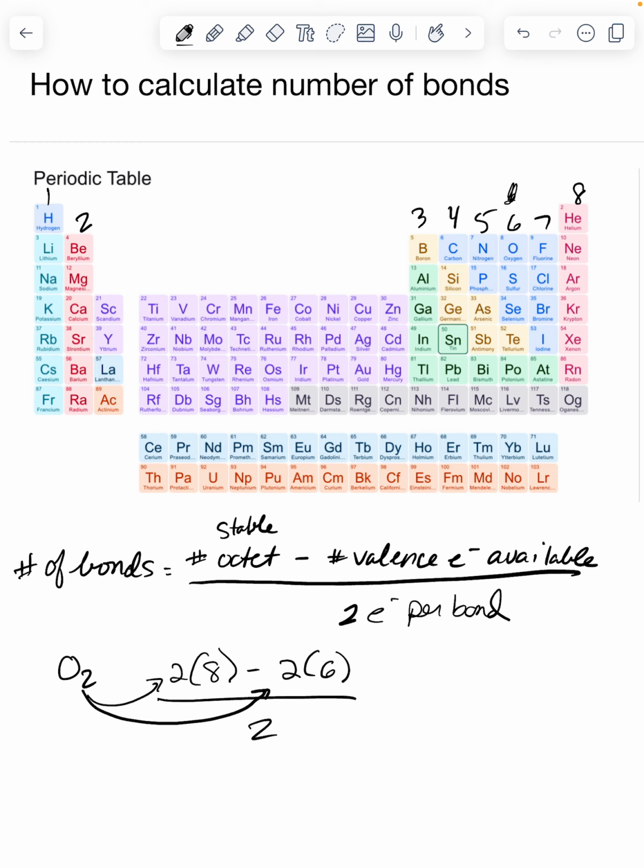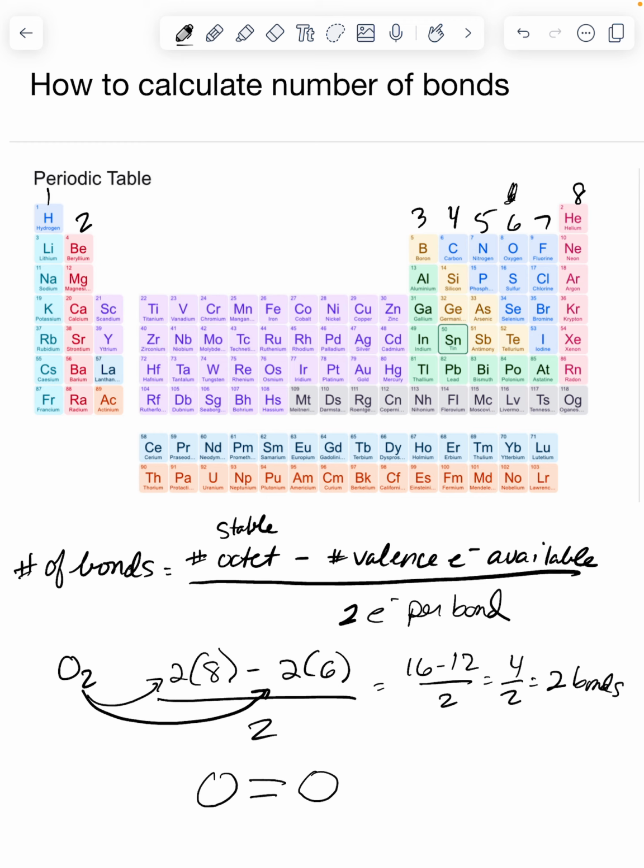Every time we do this, we're going to divide by 2 because every bond has 2 electrons, so that number will always be 2. It has nothing to do with the 2 oxygen. All right, 2 times 8 is 16, 2 times 6 is 12. That's 4, divided by 2, 2 bonds. So right away, that tells you that with 2 oxygen, the only thing you can do is a double bond, because you don't have another oxygen to give another bond to.